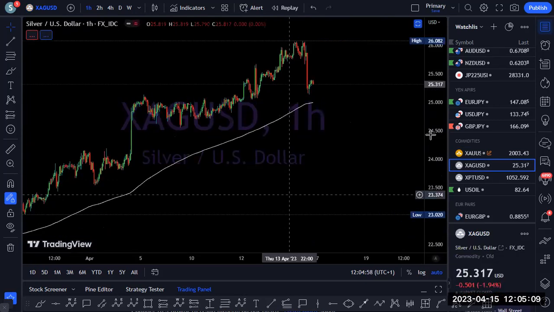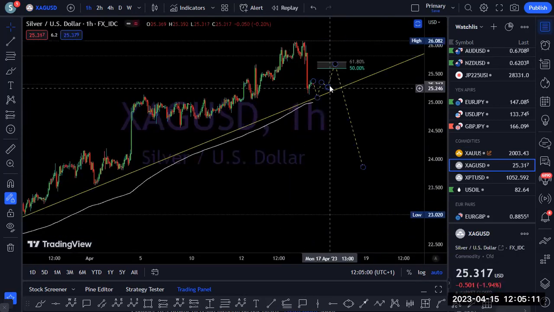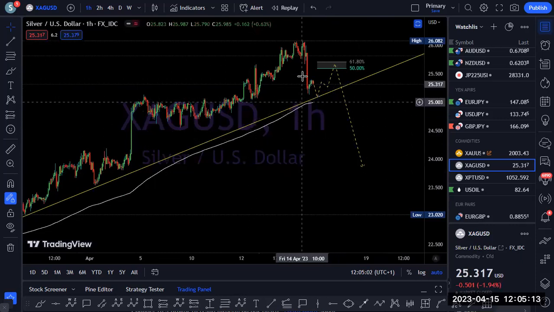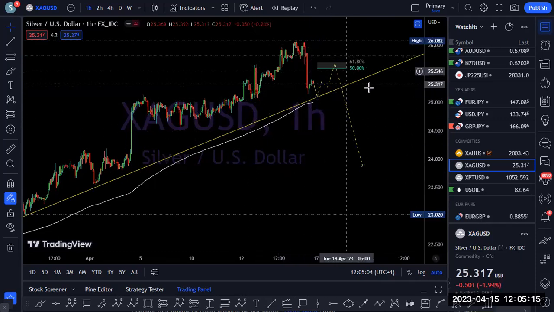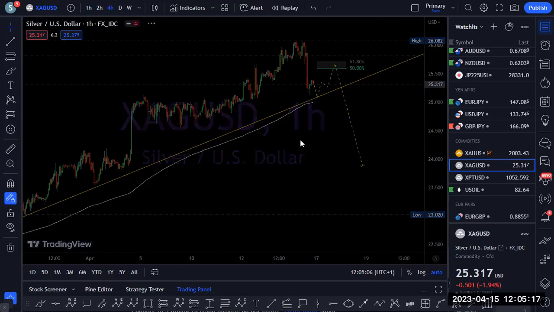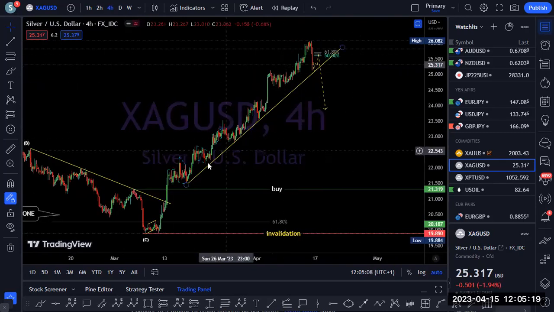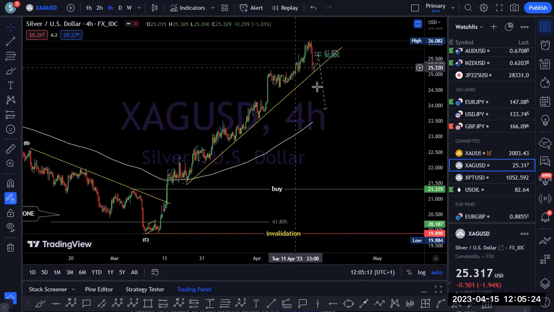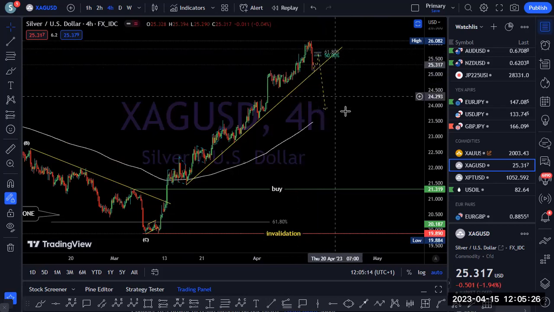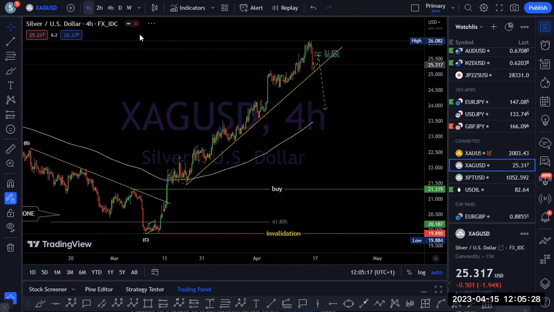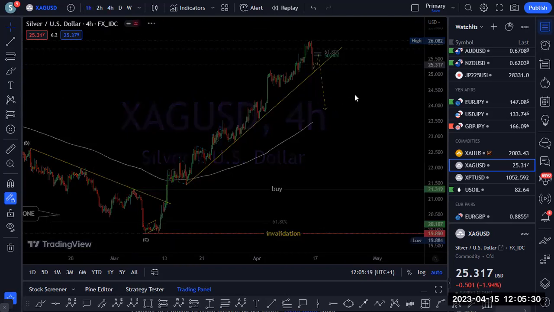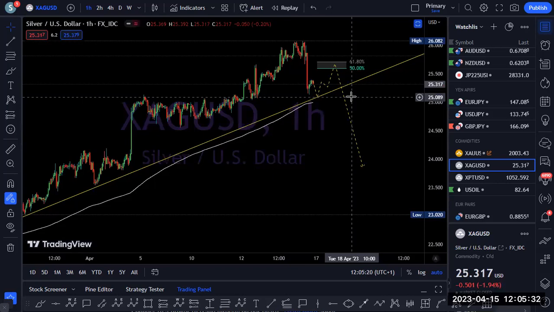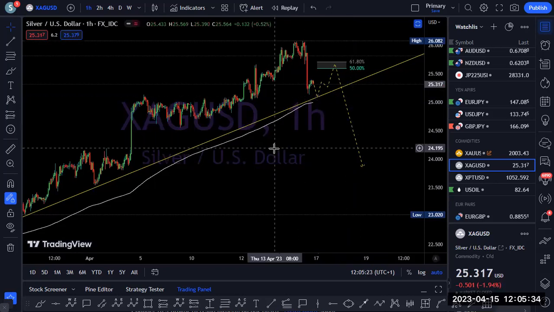Silver, same thing, time to sell silver. Both of them on silver. Let me show you 4 hours on silver. On silver, once this channel is broken, it's time to sell. If you don't know how to sell before the breaking of this channel, wait for the channel to be broken before you sell.